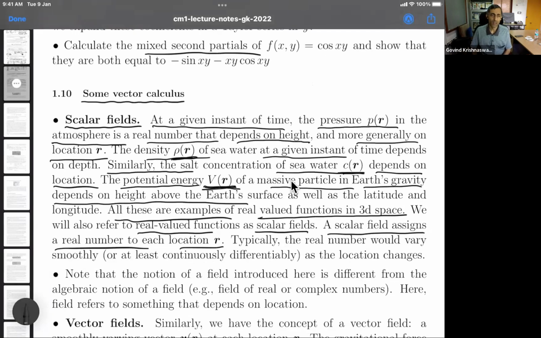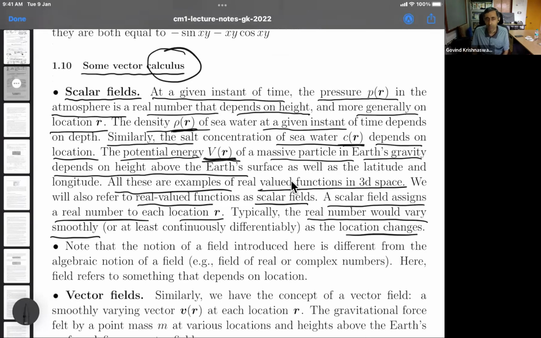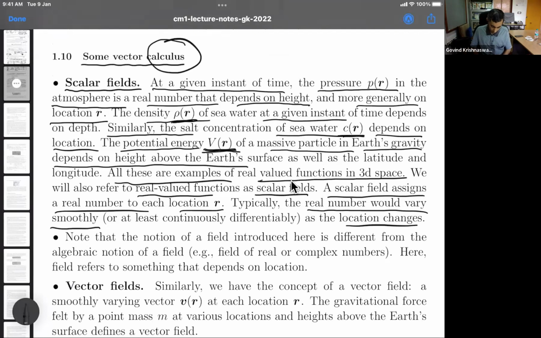Of course, to be something we can deal with, especially given the word calculus, you would like that real number to vary smoothly, or at least continuously differentiably, as the location changes. As the location changes, the pressure, at least in some approximation, would vary in a continuous or even differentiable manner. At least you would like to model it that way. Okay, any question about our definition of a scalar field?